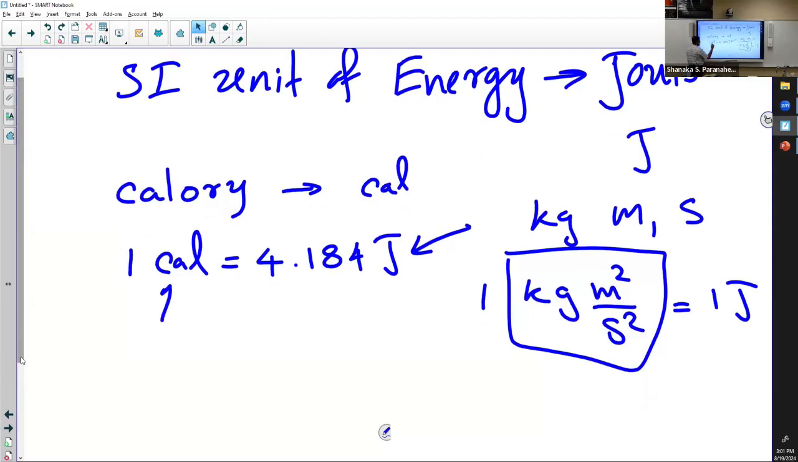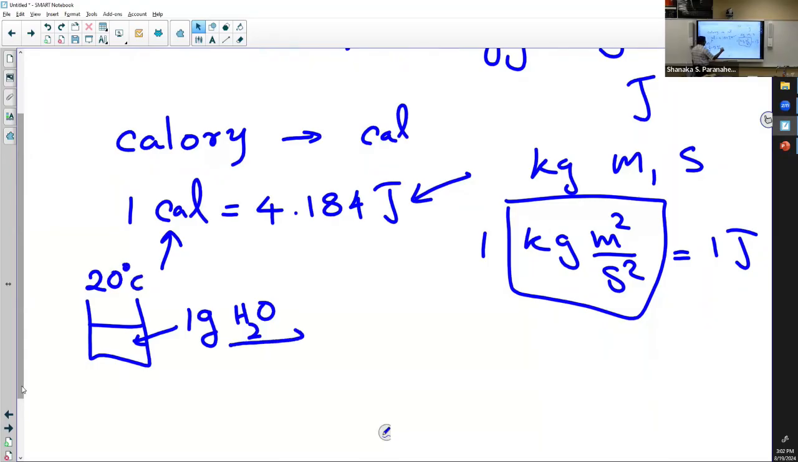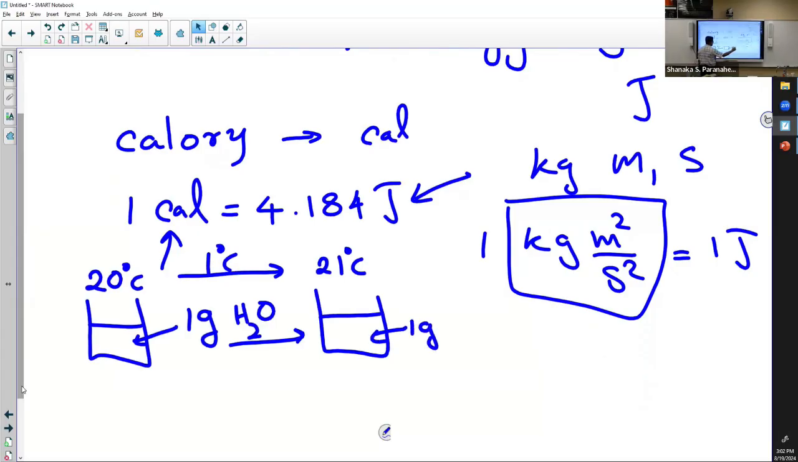The calorie is defined based on the amount of energy required to increase the temperature of 1 gram of water by 1 degree Celsius. So let's say this is at 20 Celsius. We are going to increase the temperature of 1 gram of water by 1 degree Celsius, so 20 to 21 is 1 degree Celsius. To increase the temperature of 1 gram of water by 1 Celsius, we need a certain amount of energy. This energy is equal to 1 calorie.